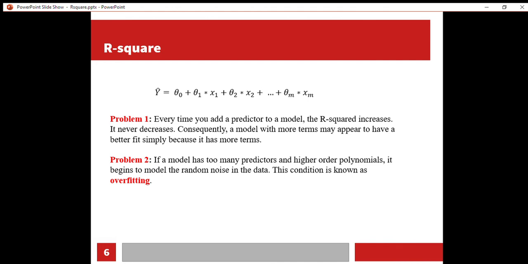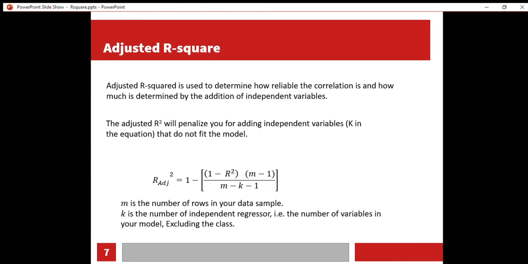But how do we handle this problem? We need a metric that can tell us whether our model is good or not. So we can use adjusted R-squared. Adjusted R-squared is the same as R-squared, the same formula as you can see here, but it penalizes some variables of your data.